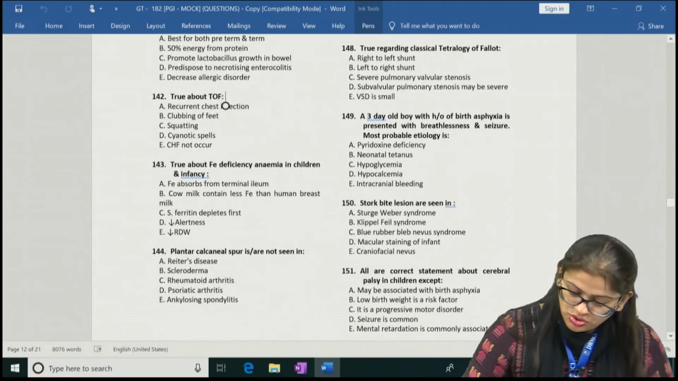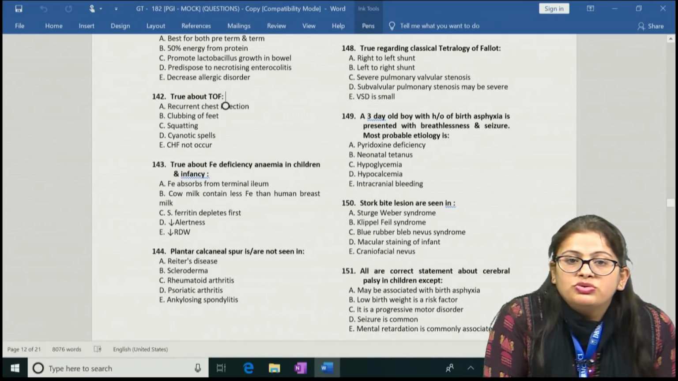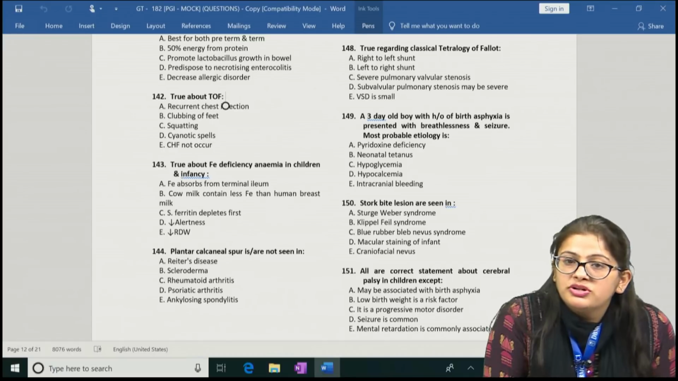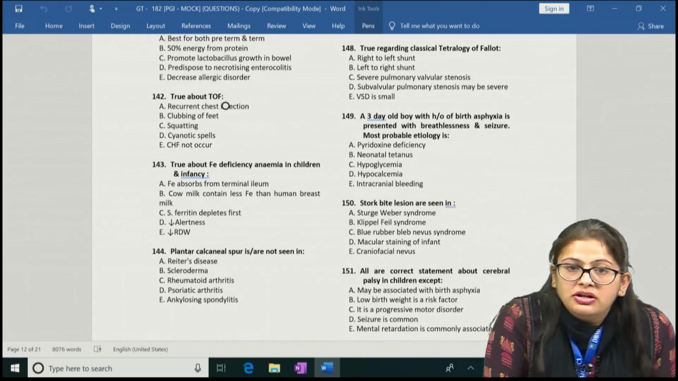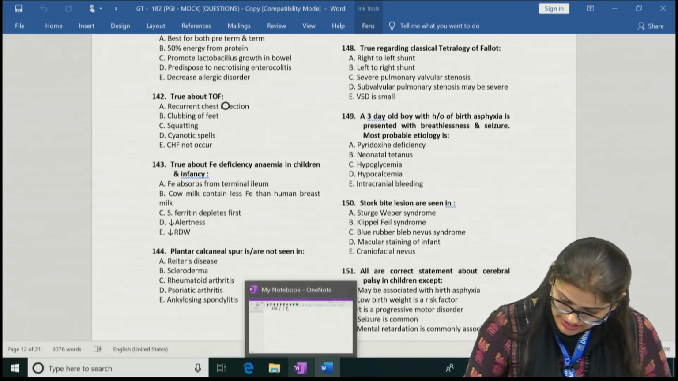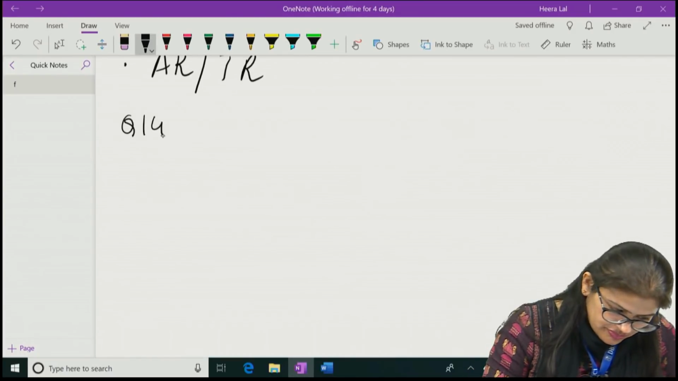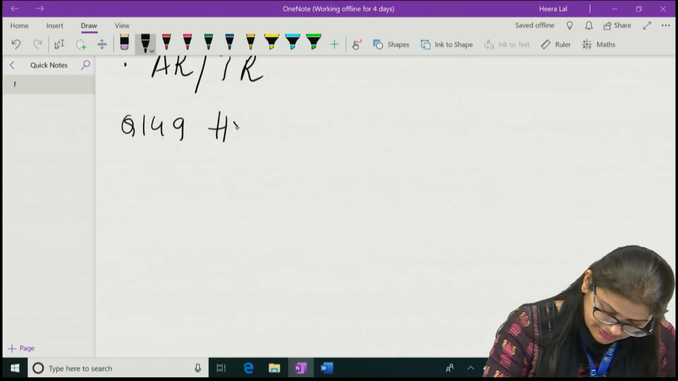So now we come on to question number 149. So question number 149 talks about a 3-day-old boy with history of birth asphyxia presenting with breathlessness and seizures. Most probable etiology is pyridoxine deficiency, neonatal tetanus, hypoglycemia, hypocalcemia, and intracranial bleeding. So the correct answer to this question is hypocalcemia.